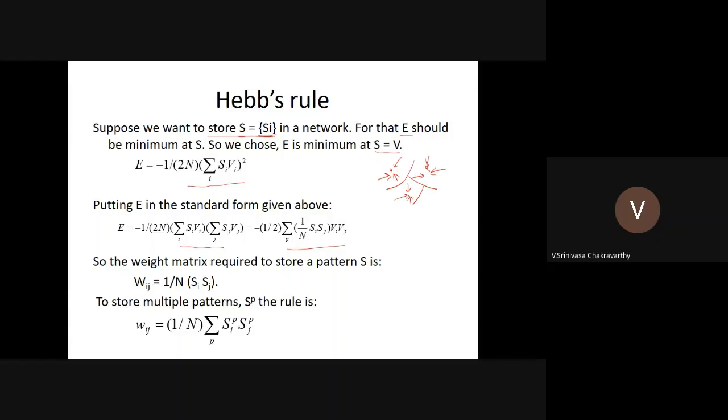And if I want to store multiple patterns, I just have to do the same. Multiple patterns means I have S1, S2, S3, up to SP. I do the same thing independently for each pattern and just add them up. I get a weight matrix, and in that weight matrix you'll have all these patterns as stable states of the dynamics of the network. So this is how it works.